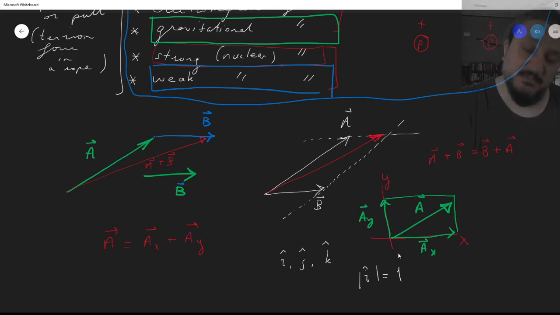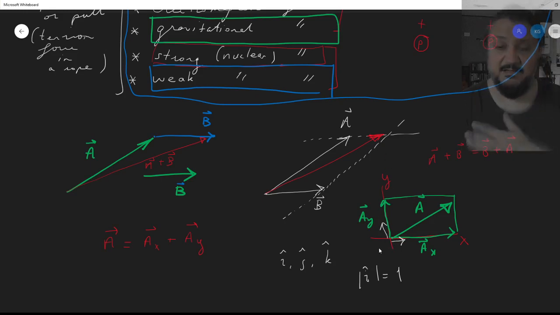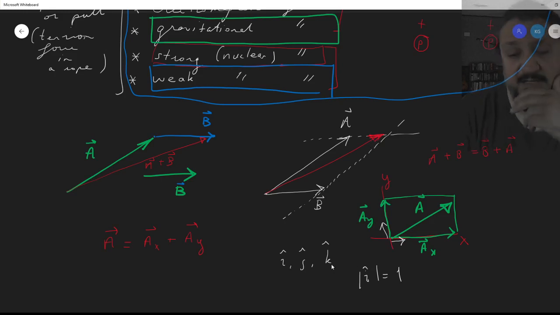Secondly, the direction of I hat has to be in the x direction, and J hat has to be in the y direction. And if you think of the third coordinate, which is out of that plane, z we call it, that's for K hat. Okay, so these are not arbitrary directions, but the directions of your axes.